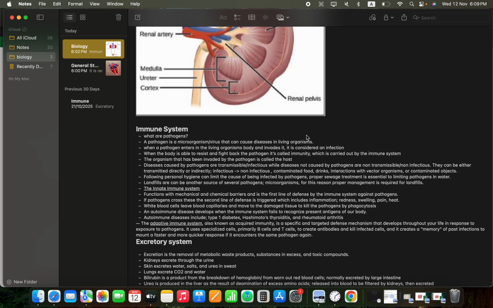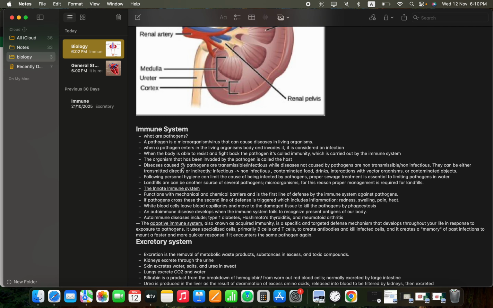Of course, we have the pathogens. A pathogen is a microorganism or a virus that can cause diseases in living organisms. When a pathogen enters a living organism's body and invades it, it is considered an infection. When the body is able to resist this infection and fight back the pathogen, it's called immunity, which is carried out by the immune system. The organism that has been invaded by this pathogen is called the host.